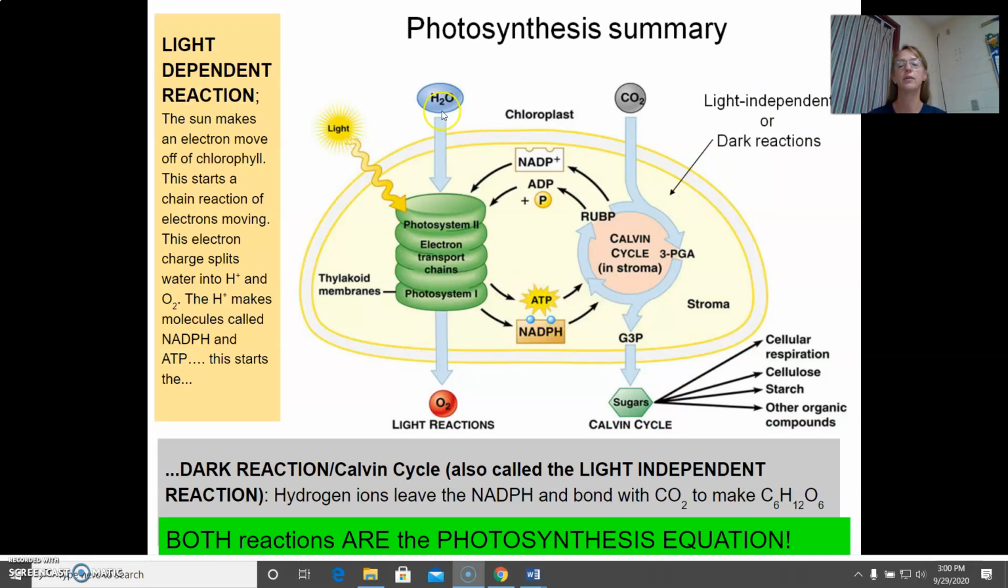Okay, you don't need to know this, but I want you to respect the process of photosynthesis. It is a super complicated reaction. Part of the reaction happens in the daylight.